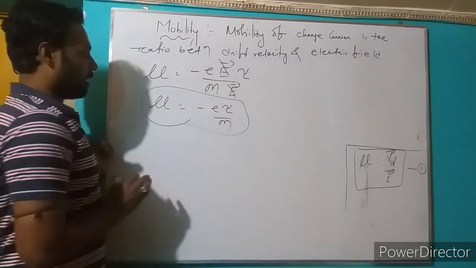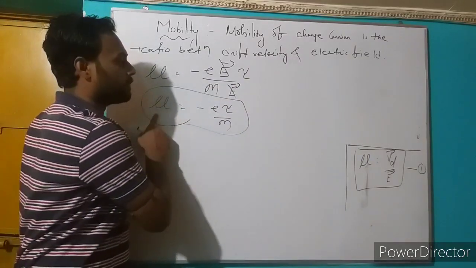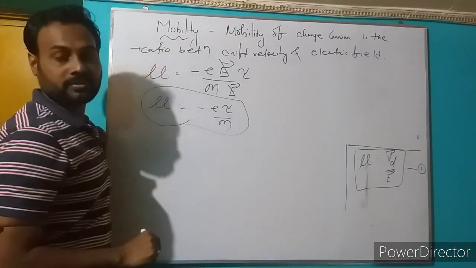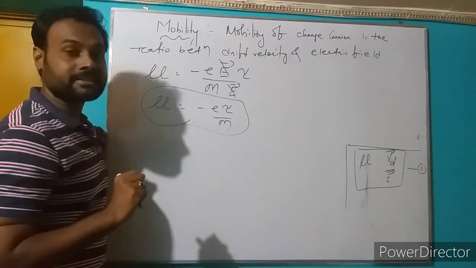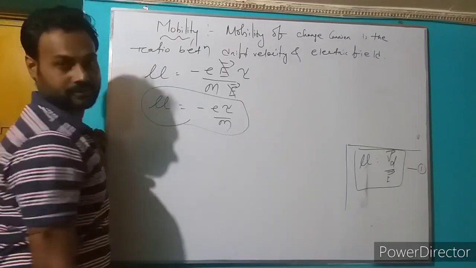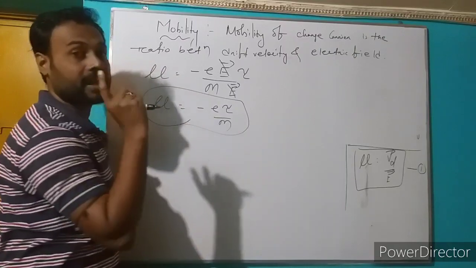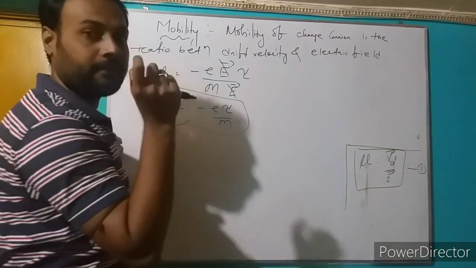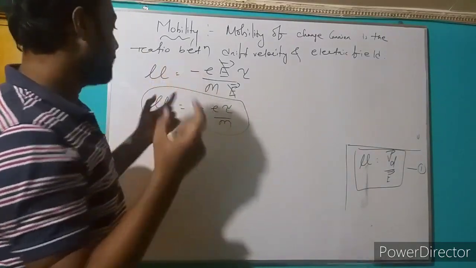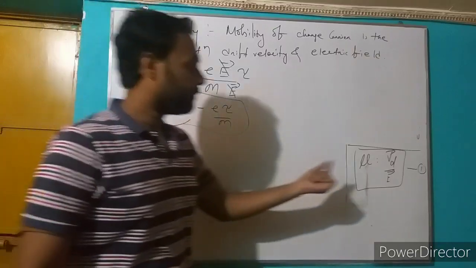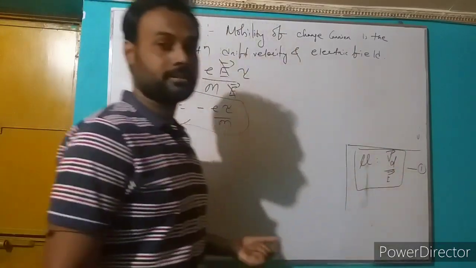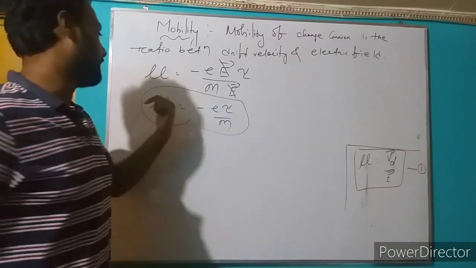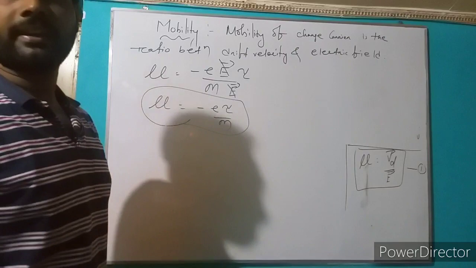So how does mobility vary? If the relaxation time decreases or increases, then mobility changes. That mobility of free charge carrier changes. How? If we increase the temperature, then relaxation time decreases. Due to the decrease of relaxation time, the drift velocity of free electron decreases. That's why the movement of charge carrier also decreases. So mobility also decreases.